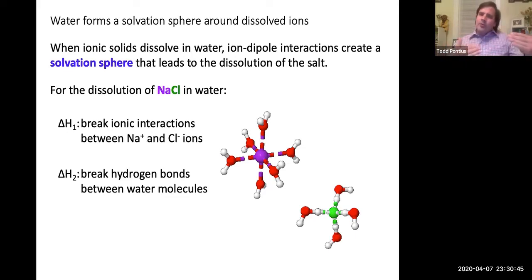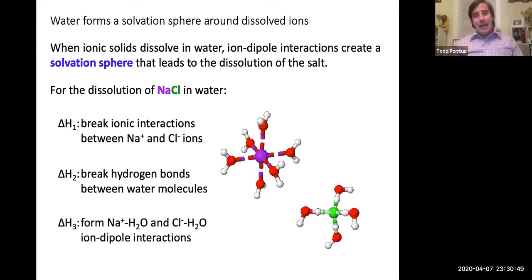So both of those require energy to go in, but then again, that payoff step is when the Na+ and the Cl- can form those favorable ion-dipole interactions with water. So we have those ions interacting with the dipole. It releases enough energy to make this overall a favorable process. And salts and electrolytes are what we're going to spend the rest of today focusing on.